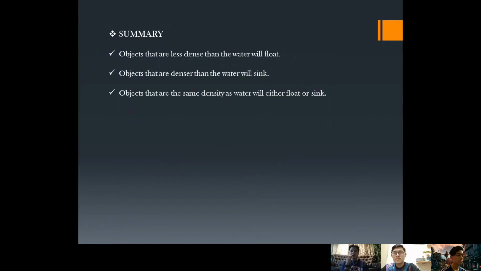Okay, next, summary. First, objects that are less dense than the water will float. Second, objects that are denser than the water will sink. And last, objects that are the same density as water will either float or sink. Okay, now I will show you our video.